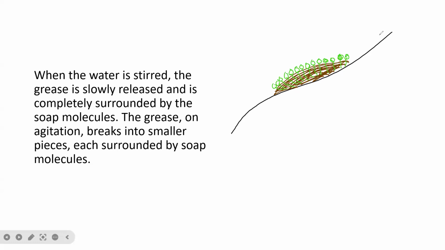So let's assume the white part of the screen is the water, but the brown part is the grease, and the green snake-like structures are the soap molecules. Let me add one more there. So this is what happens during soaking. The entire surface of the grease is covered with soap molecules, all burying their tails inside the grease. But there's something I need you to remember about the soap.